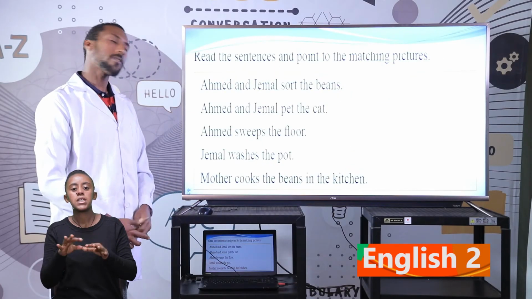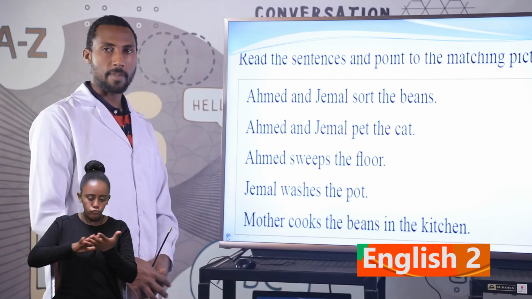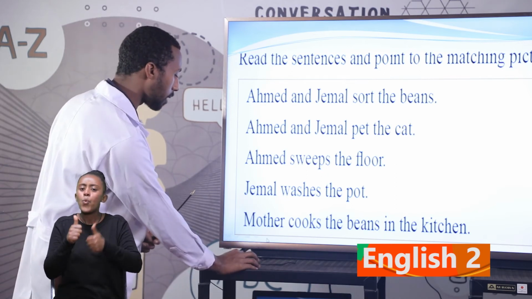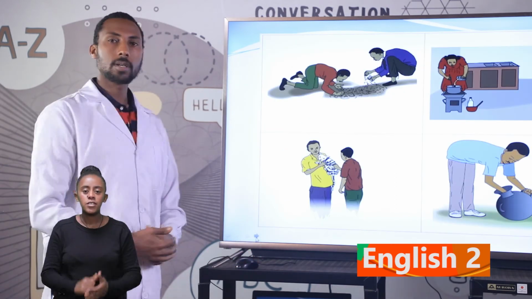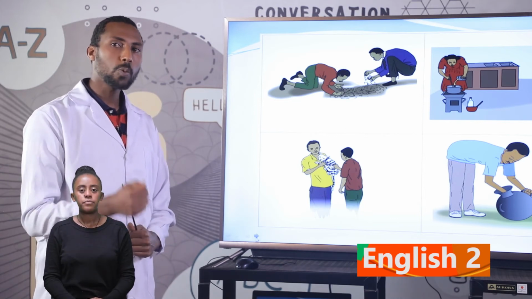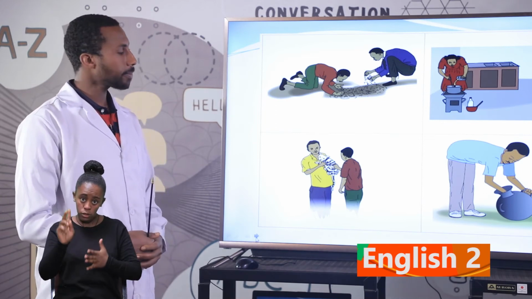sentence? The fourth sentence says, Jamal washes the pot. So, which picture describes this sentence, student? I give you 10 seconds. Look at the picture and tell me which picture describes the fourth sentence.